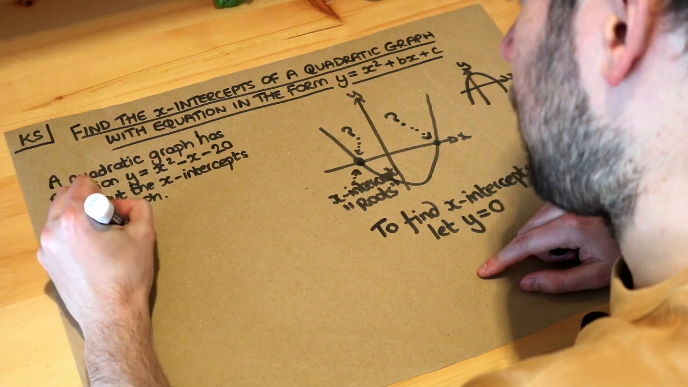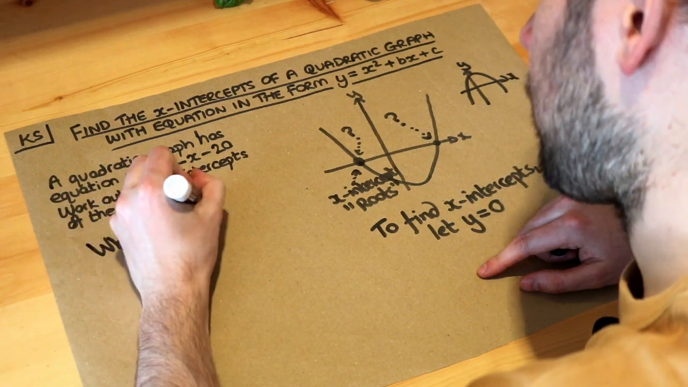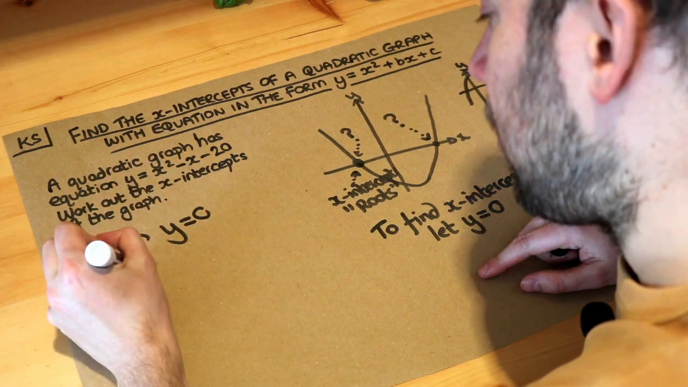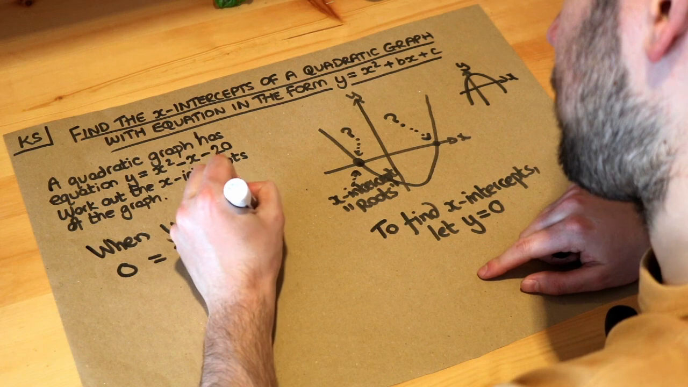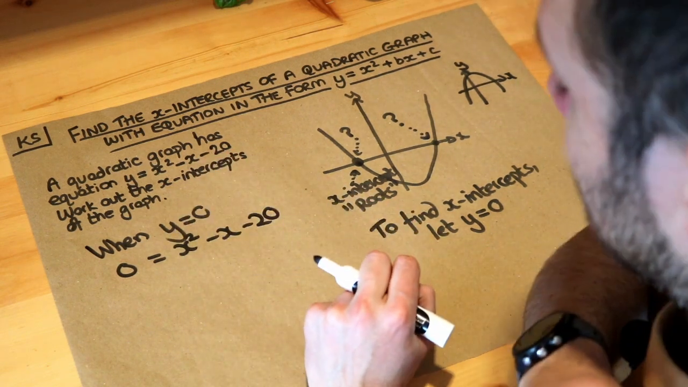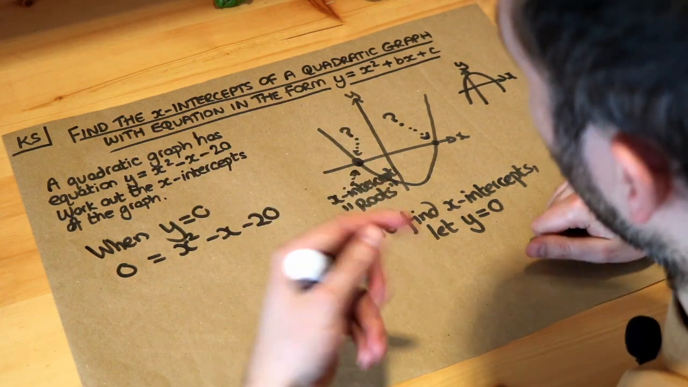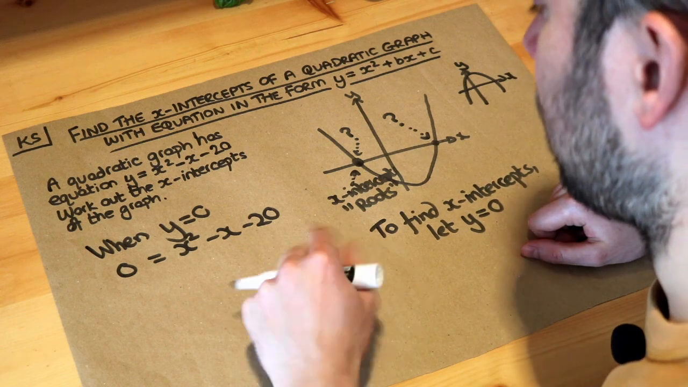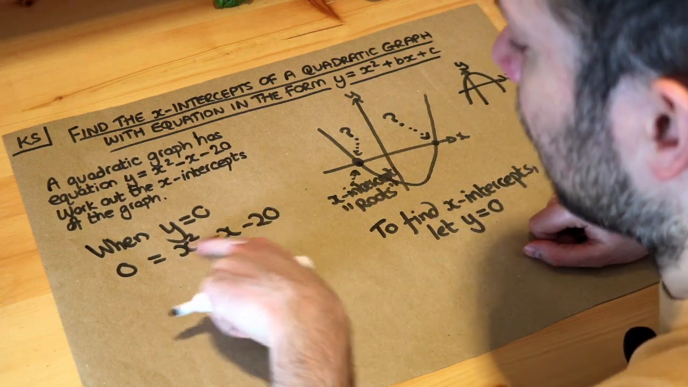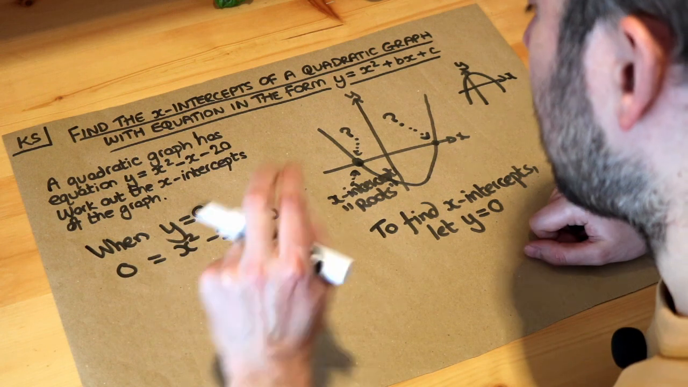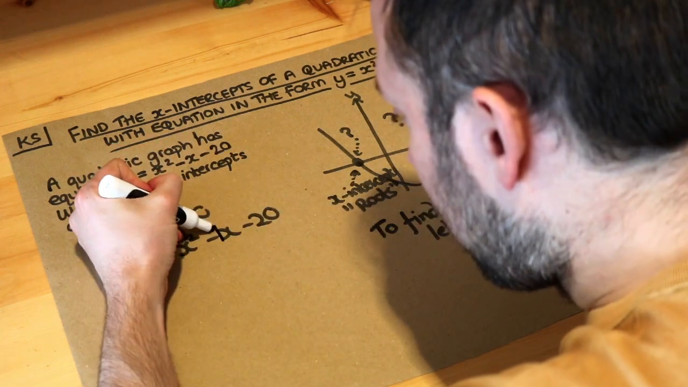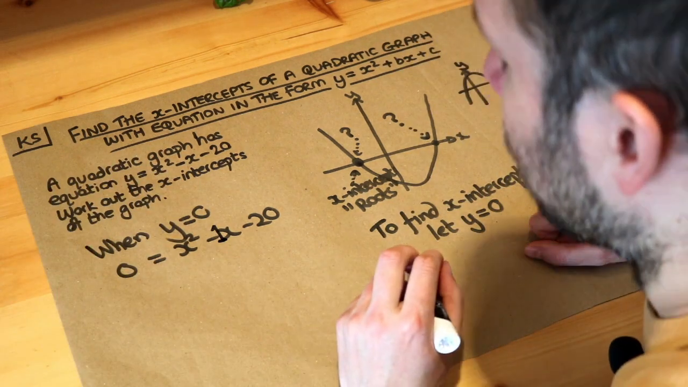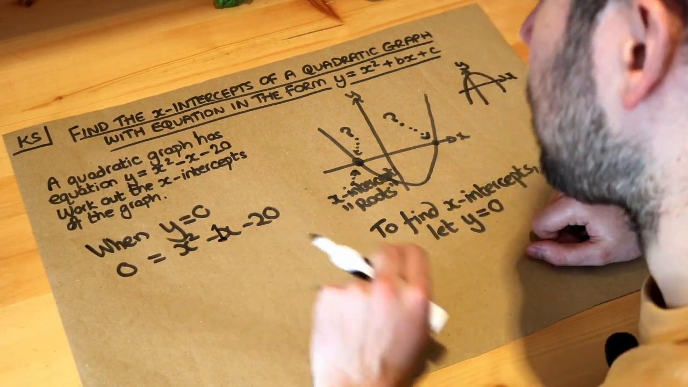So if we solve this, when y is equal to 0, that y there is 0, so we get 0 equals x squared minus x minus 20. And now we've got a quadratic equation. And if you haven't explored how to solve quadratic equations like this, where you've got a quadratic expression on one side and a number or 0 on the other side, then please watch my video on that first. Now I'm just going to put a little 1 there because minus x is the same as minus 1x. It's nice to actually have a number there. And do you remember how we do this?